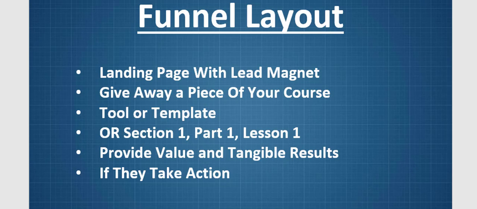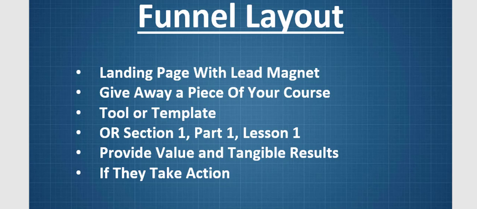Another way that you could do that is if it's a course that's got several sections to it, you can actually give them access to section 1 or part 1, lesson 1, whichever it is, so that they can try out your course and get some value from it. Now, in addition to providing value, you want to set it up so that you give them some type of tangible result.